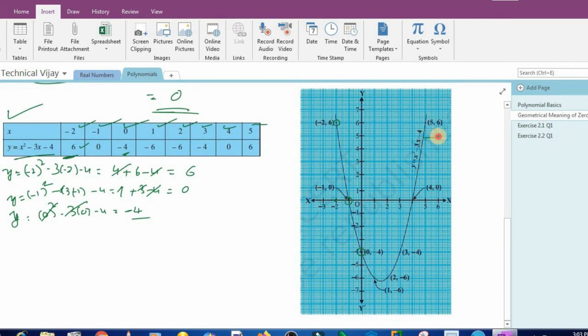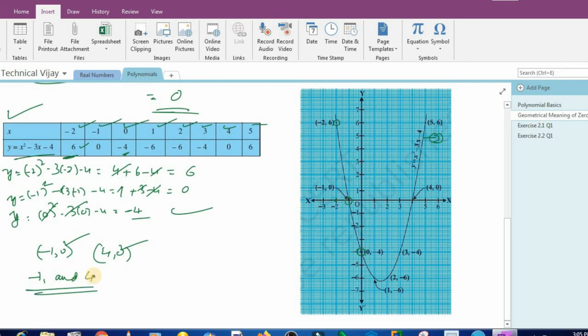This curve is actually called a parabola. You will study this in the next classes. By observing, this curve touches the x-axis at 2 points, that is at minus 1 comma 0 and 4 comma 0. Here what we have to observe is that the y value will always be equal to 0, because the curve touches the x-axis. So the zeros of this polynomial will be minus 1 and 4.